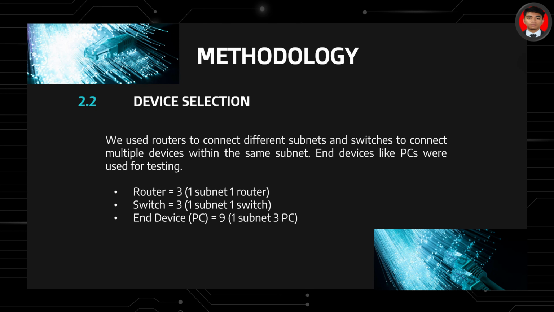For the next slide, methodology: device selection. For our setup, we use three routers, one for each subnet, three switches, one per subnet to connect devices, and nine PCs, three per subnet for testing. So this configuration ensures efficient communication within and between subnets.